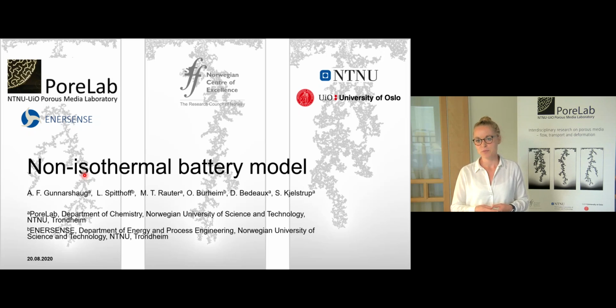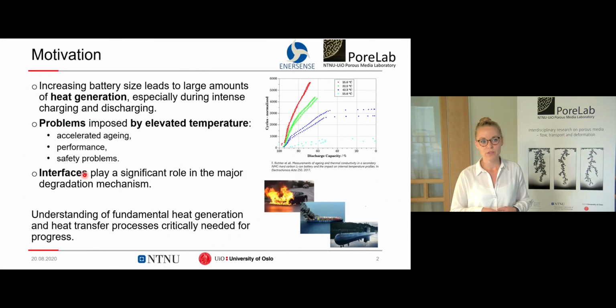And I would like to present the work me and my group have been doing on non-isothermal battery modeling. With the transition from fossil fuels to renewable energy sources, reliable energy storage technologies are key. Lithium-ion batteries have become one of the major technologies in many sectors.